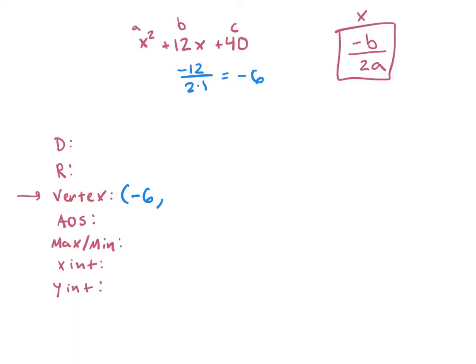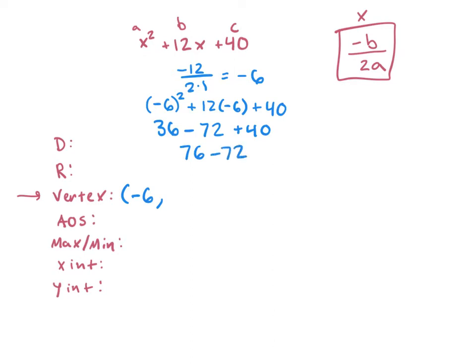How do we find the y value in our vertex? You just plug in the negative 6 for x. Perfect. So we have negative 6 squared plus 12 times negative 6 plus 40. So negative 6 squared would be 36. 12 times negative 6 would be negative 72 plus 40. So this would be 76 minus 72. So we would get 4. So our vertex is negative 6, 4.